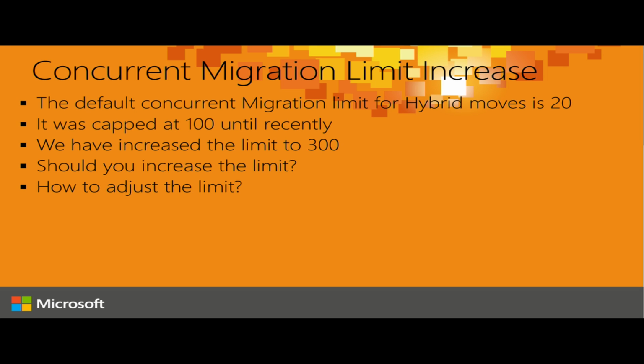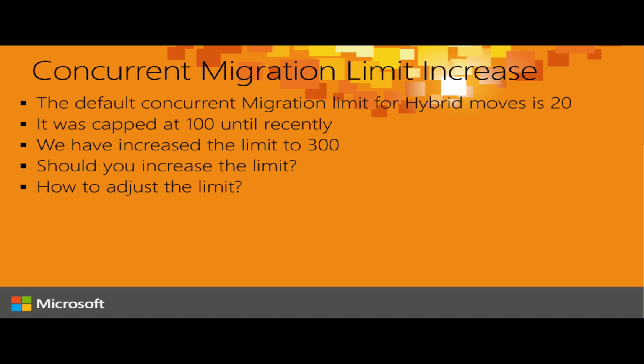First one is concurrent migration limit. By default, it's 20, right? So I was working with a customer about three months back, and they were complaining that the migration throughput is not good enough. They've got 5,000 mailboxes, but based on their mailbox sizes, it would take them months to move everyone across. The first thing I asked is, did you change the concurrent migration limit? Previously it was capped at 100. We've changed that now, so you could go up to 300 mailboxes being migrated concurrently.